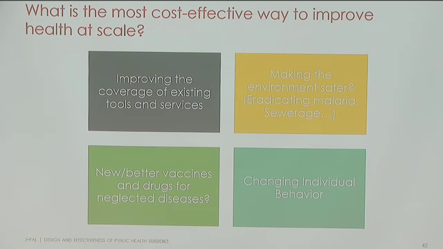So when you think about the most cost-effective way to improve health at scale, you can spend a lot of time doing what I did, which is asking how we can increase the coverage of existing tools and services. But you could also say, well, maybe we should just eradicate malaria. Maybe we should just make sewerage and running water available to everybody. Or maybe we need new and better vaccines and new drugs for a whole bunch of things. The international community tends to be very focused on changing individual behavior and improving coverage.